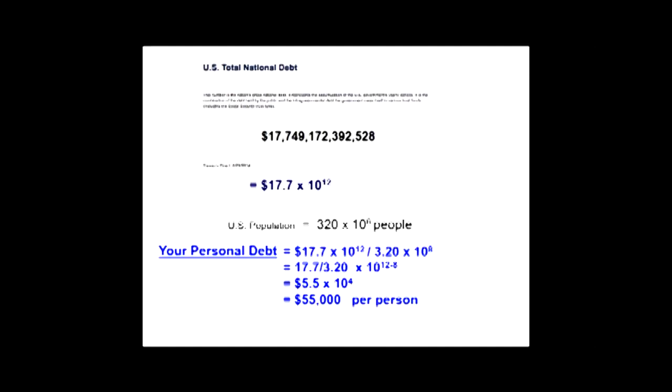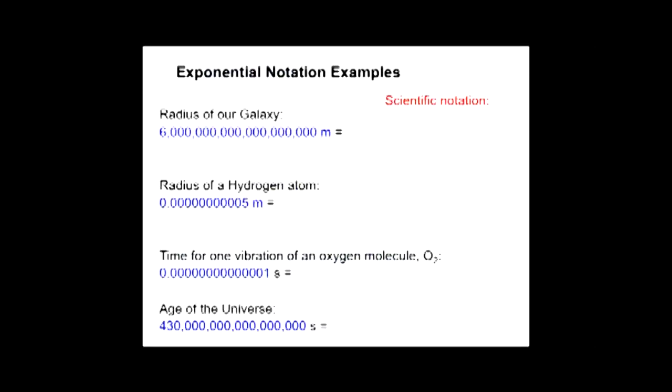All right, exponential numbers are used all over the map. You already know this. The radius of our Milky Way galaxy is ginormous, but we write it as 6 times 10 to the 18 meters. The radius of a hydrogen atom, 0.5 times 10 to the minus 10 meters. The time to vibrate an oxygen molecule, 10 to the minus 14 seconds, very fast. And the age of the universe, 4.3 times 10 to the 17 seconds. That's how old our universe is, which, by the way, is 13.8 billion years. So exponential notation is used all the time.